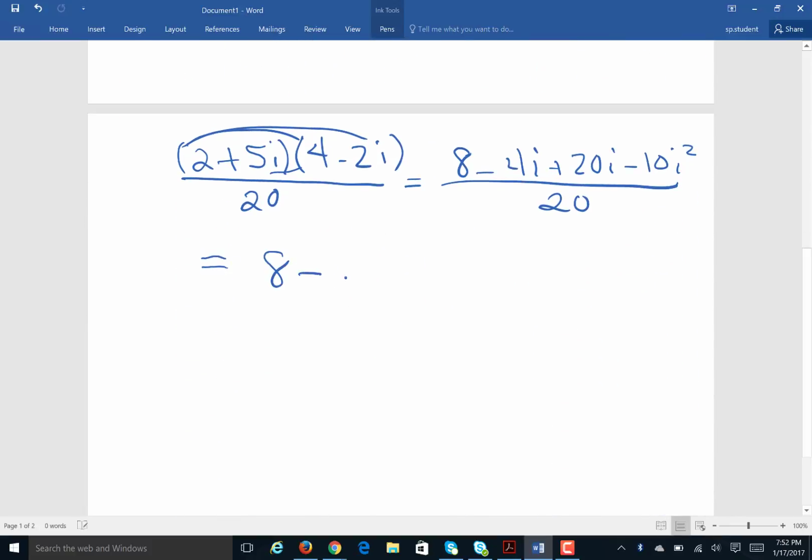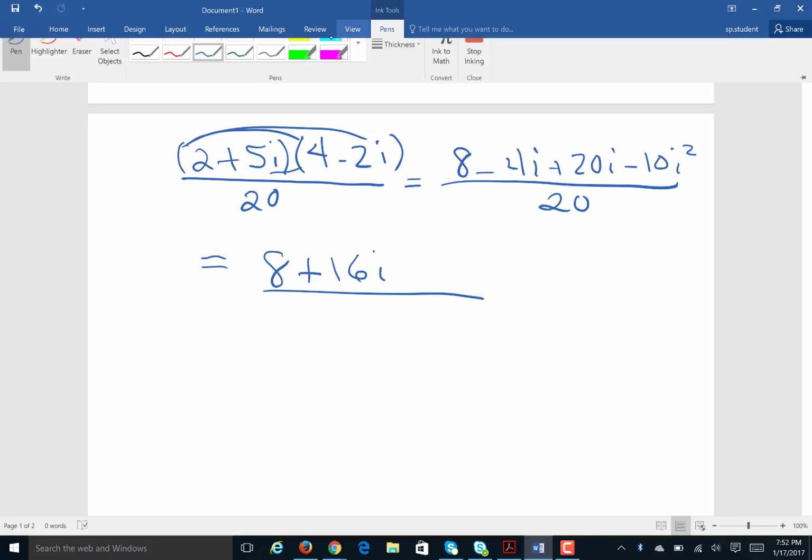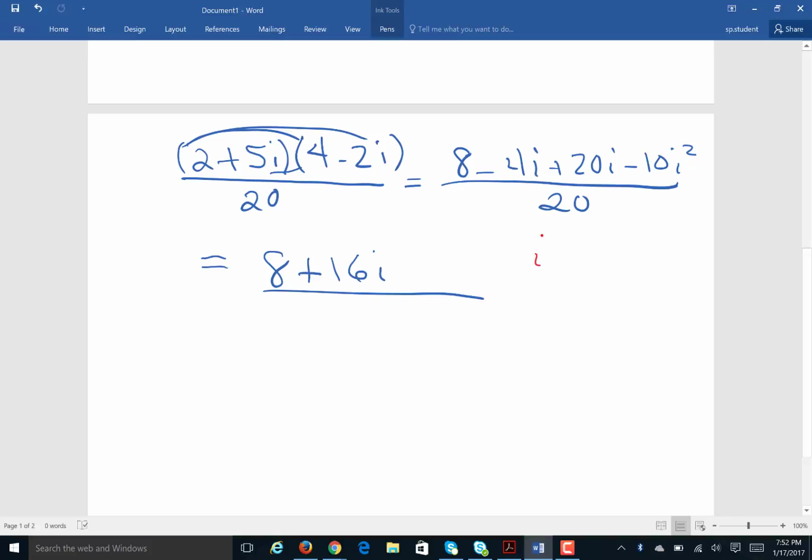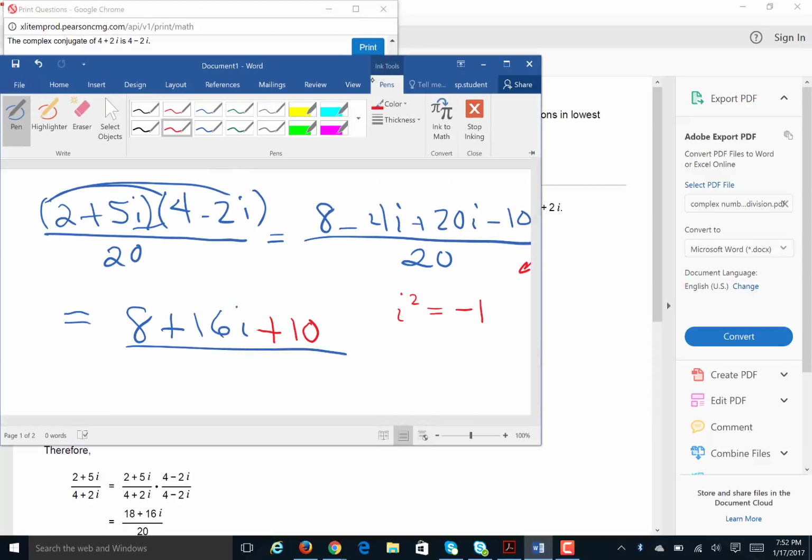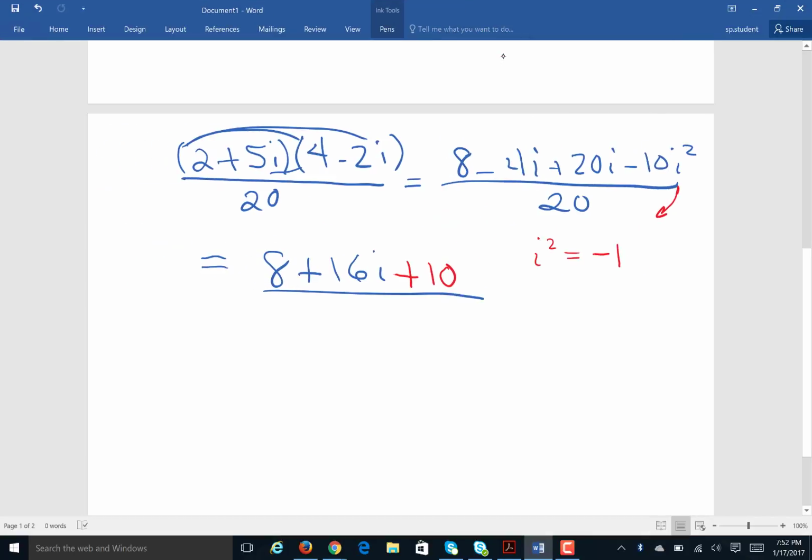So I have 8 plus 16i. And here, whenever you have i squared, you need to substitute in -1 for that. So here we're going to have plus 10, because the i squared here is going to be -1. And all that's going to still be over 20. So we finish combining our like terms. We have 18 plus 16i over 20.